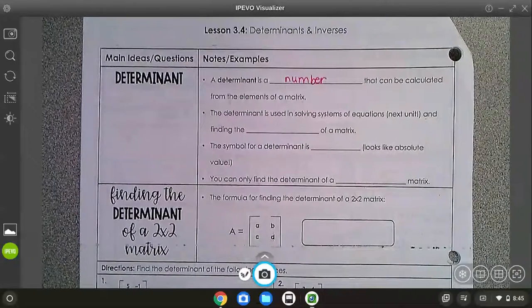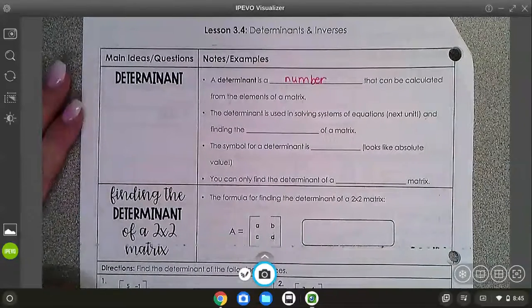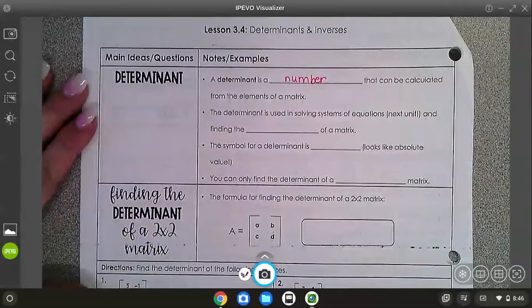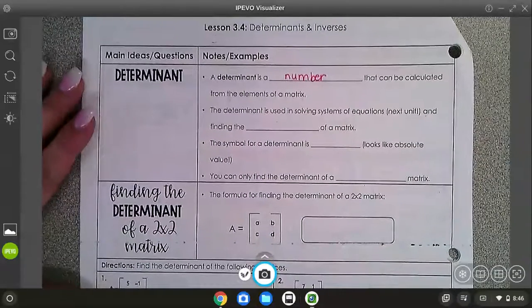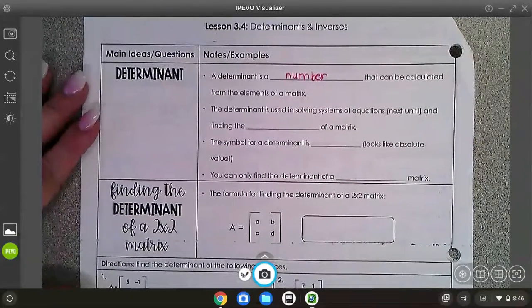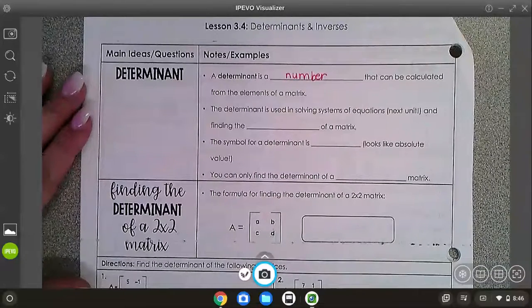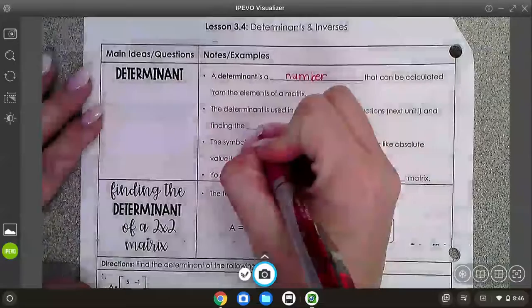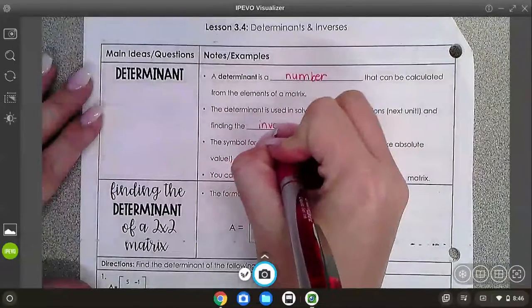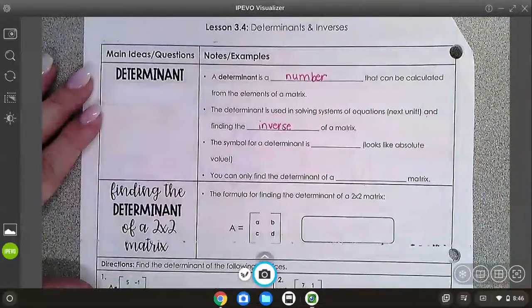So we have a little formula. It's very quick, very basic, very simple. The determinant is used in solving systems of equations, different things, but the big one that we're going to use it for is finding the inverse of a matrix.